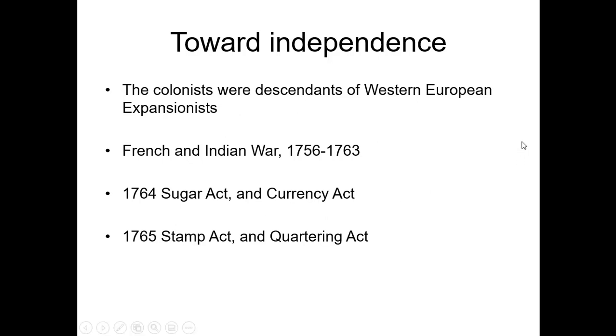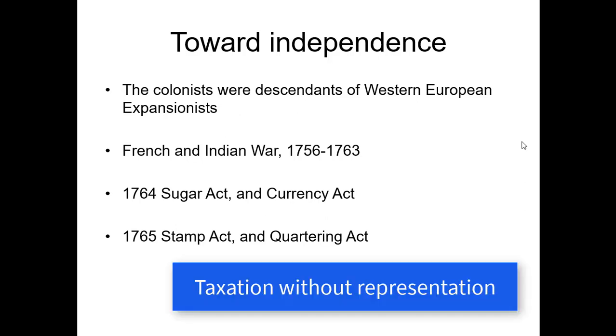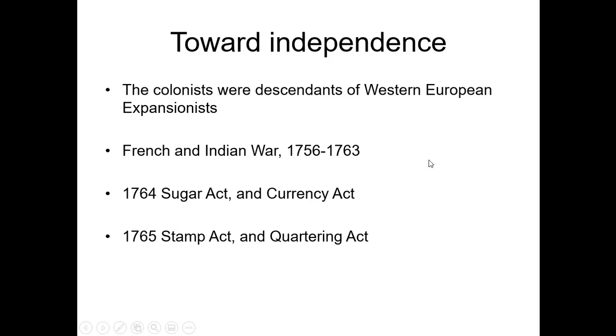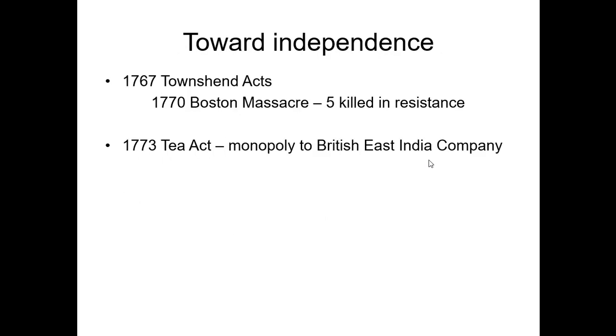And then there was a series of acts, mostly putting additional taxes on goods and services. This brought up the concept of taxation without representation, which really started to grow into more of an irritation. So we have the Sugar Act, the Currency Act, the Stamp Act, and the Quartering Act, which did various things as far as imposing either taxes or obligations upon the British colonists.